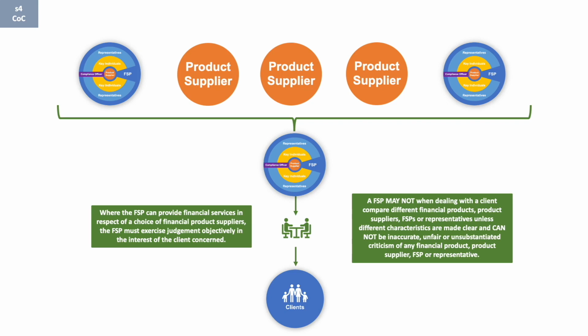It is important that the FSP does not make unfair comparisons. So the code states that the FSP may not compare different financial products, product suppliers, product providers, FSPs and/or representatives unless the different characteristics are clearly made. It is important to note that if any comparisons are made, then they cannot and must not be inaccurate, unfair, or unsubstantiated criticism.